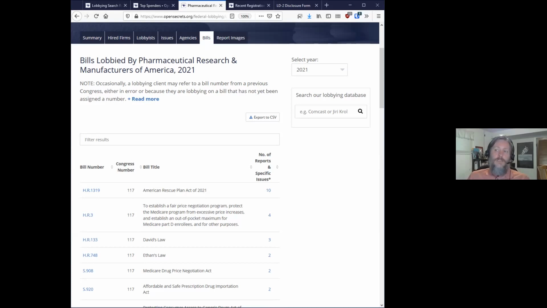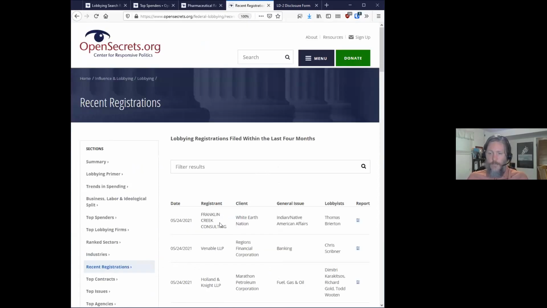But you can still get information about something going on now by looking at what groups are going to be the big players that are working on it, even if we don't know exactly how much money they've spent on it yet. We also have a recent registrations page, which shows new contracts, the most recent filings.